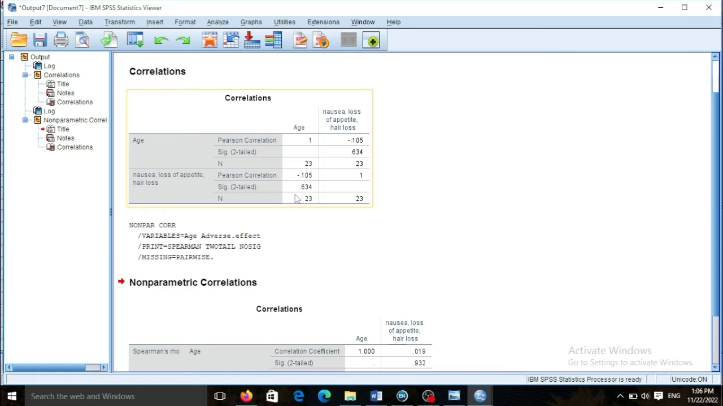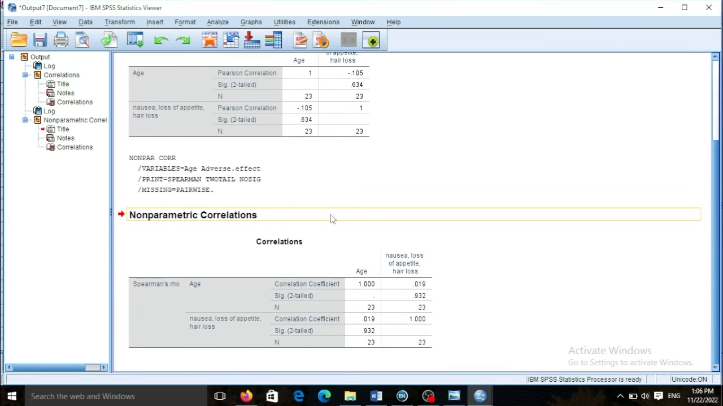However, it is not significant in this case, because the p-value is more than 0.05, and if this sign was positive, was plus here, you could conclude that the variables could be possibly positively correlated. For example, if the age increased, the number of adverse effects increased, and if they are inversely correlated, then if the age increases, the number of adverse effects will decrease.